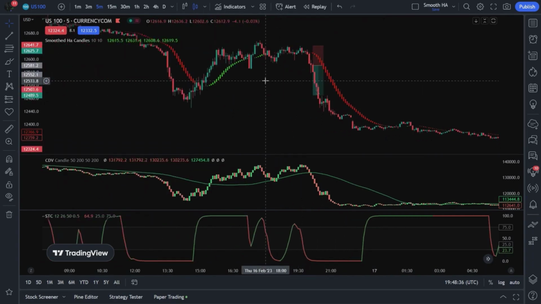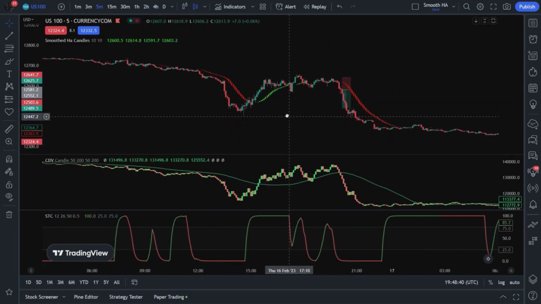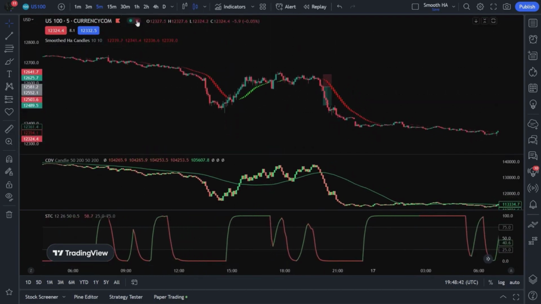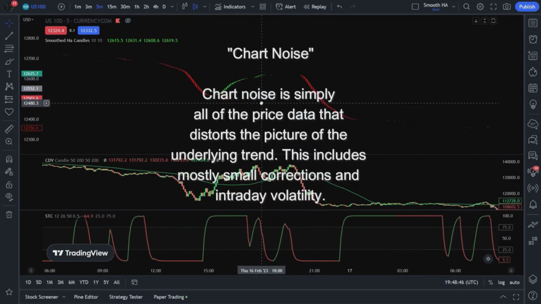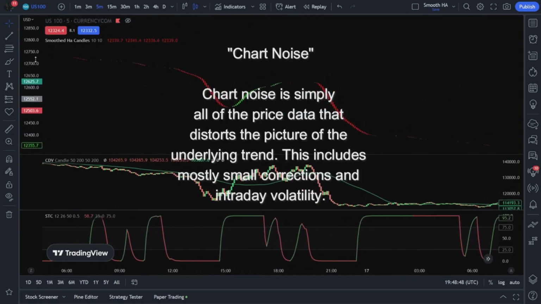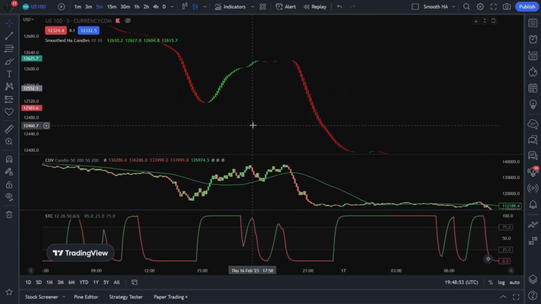But first, I want to explain why we removed the original candles from our chart during entry confirmation. The reason we do this is to remove chart noise, a term used to describe the random correlation in the market that can lead the trader to be confused and unsure. The smoothed Heiken Ashi candles help us identify the underlying trend much easier, thus removing the negative emotions from trading that lead us to make poor decisions.